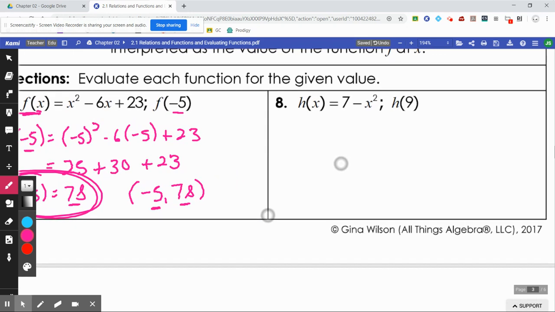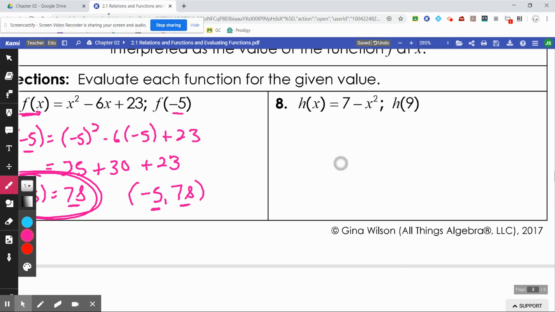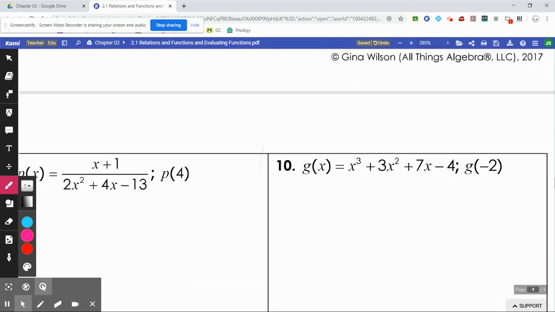Number 8 says find h of 9, which means take your function and in the place of x, put a 9. So we're going to do 7 minus 9 to the second power, which is 7 minus 9 times 9 is 81, which is a negative 74. Input 9, output negative 74. That would be a point on your graph. Okay, let's move on to number 9.